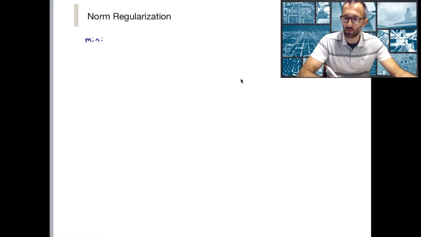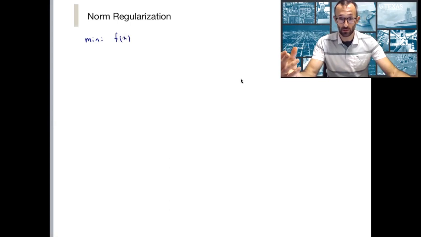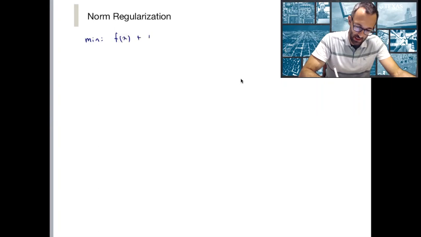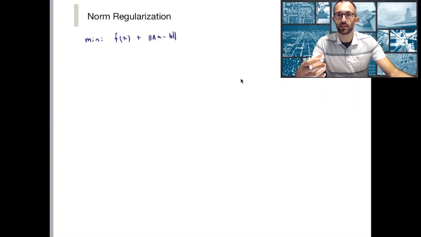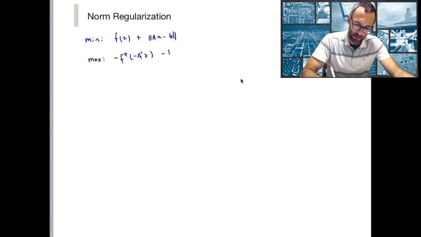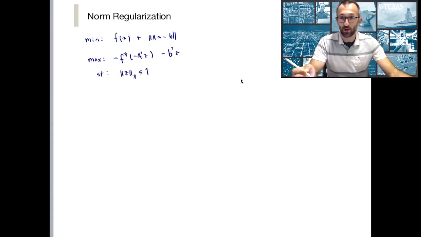I'm not going to assume it's a one norm or a two norm or anything in particular, which means that we expect to see results that have a dual norm somewhere in there. Minimize f of x plus norm of Ax minus b. Again, this is exactly in our f of x plus g of Ax framework. Our dual is maximize minus f star of minus A transpose z minus b transpose z subject to the dual norm of z less than 1.